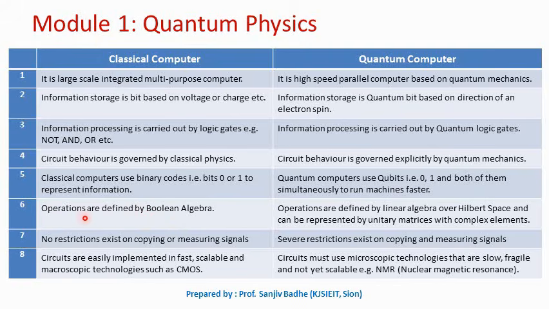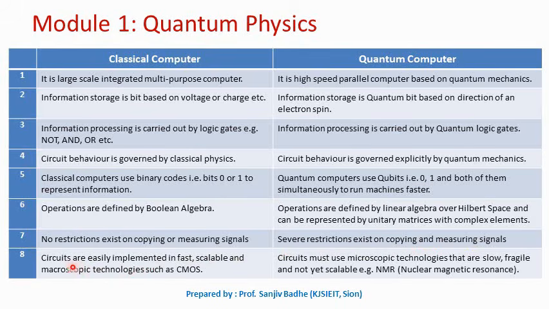Classical computer operations are defined by Boolean algebra. Quantum computer operations are defined by linear algebra over Hilbert space and can be represented by unitary matrices with complex elements. So, a lot of mathematics will be involved here. In a classical computer, no restriction exists on copying or measuring the signals. In quantum computers, severe restrictions exist on copying and measuring the signals.